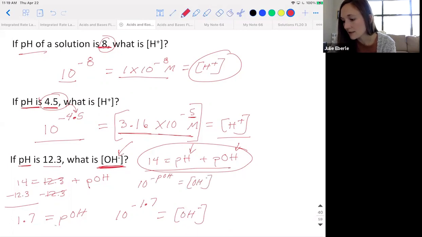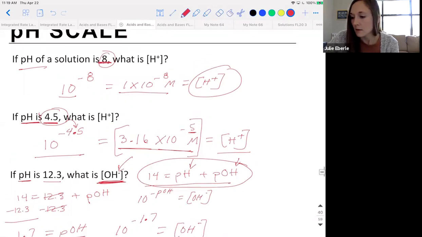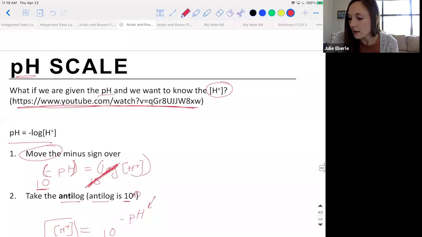And we now just calculated pOH. Why do we turn it negative? Kiara, that goes back up to this.